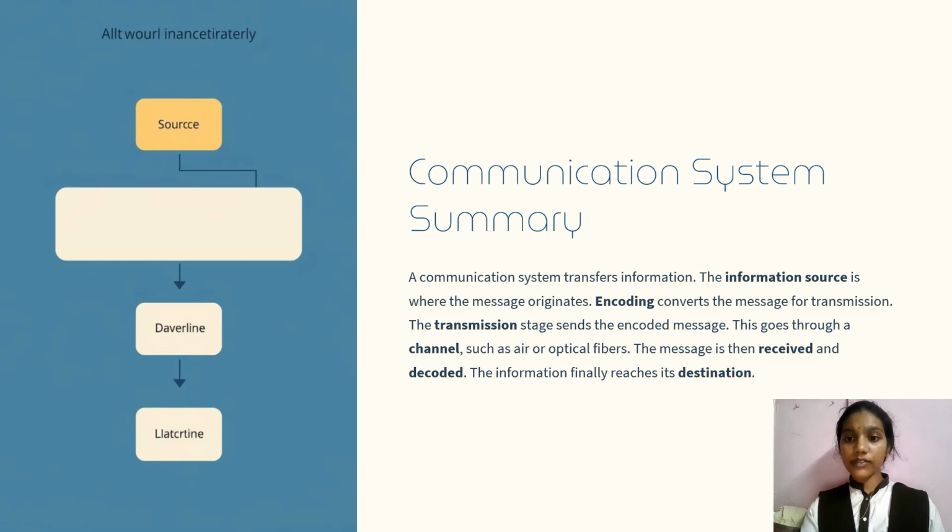Communication system transfer functions. In the information source, the message is encoded, and encoding converts the message for transmission. The transmission stage sends the encoded message. This goes through a channel such as air or optical fiber. The message is received and decoded. The information finally reaches its destination.